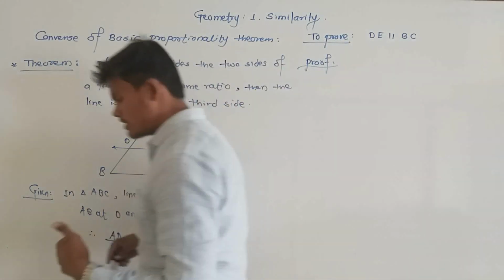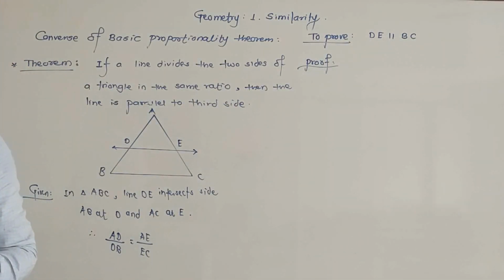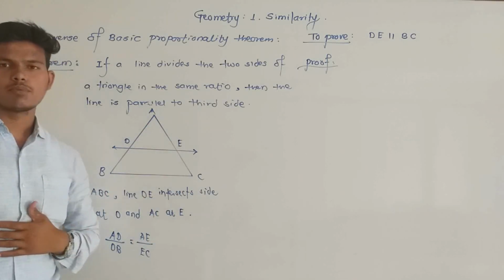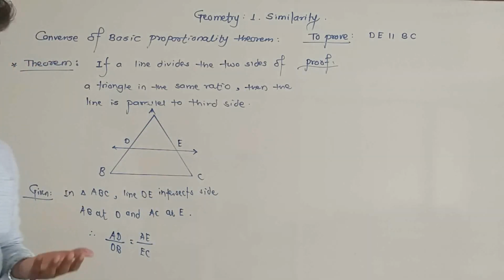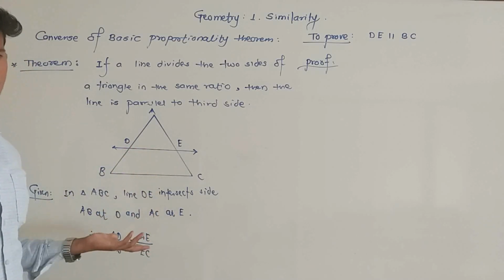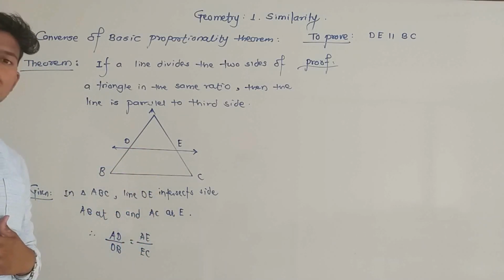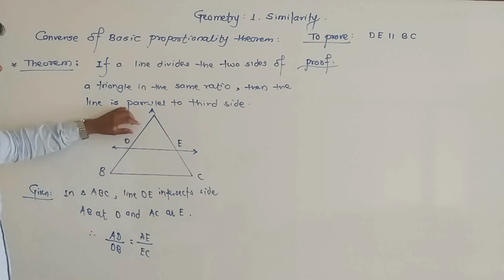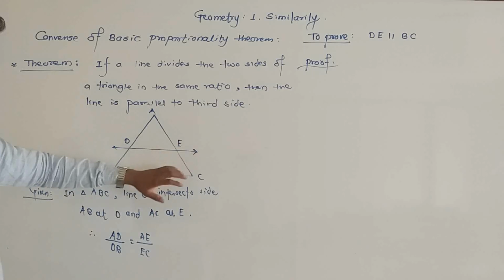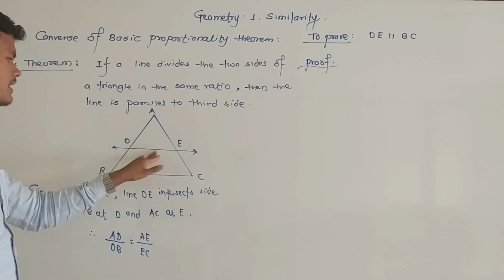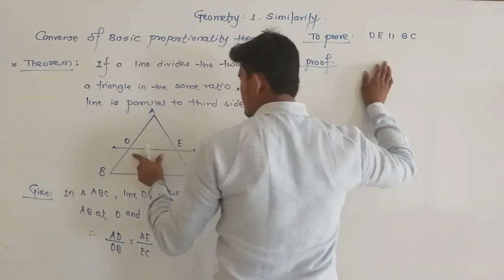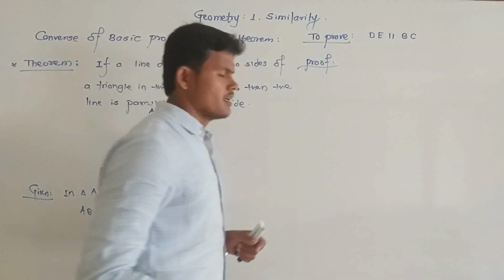म्हणजे in the basic proportionality theorem, the given statement is that the line is parallel to a side of a triangle, and in the converse of the basic proportionality theorem, the given statement is that this line divides the sides in the same ratio, then the line is parallel to a side of the triangle. Here given is AD upon DB is equal to AE upon EC. Then we have to prove that DE is parallel to BC.